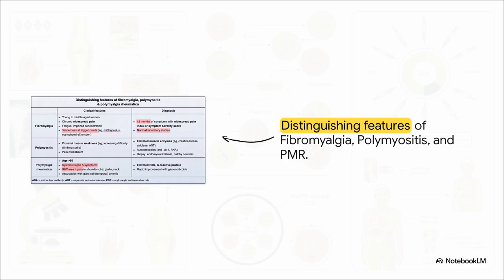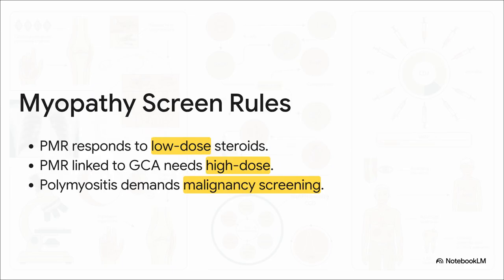plus an elevated ESR. Polymyalgia rheumatica on its own responds incredibly fast to low-dose glucocorticoids, but it is strongly associated with giant cell arteritis. And if they have that, they absolutely need high-dose steroids to prevent irreversible blindness. For polymyositis or dermatomyositis, there's a strict rule. All diagnosed patients have to be aggressively screened for occult malignancies. Think ovarian, lung, pancreatic, and colorectal cancers, as well as lymphoma.